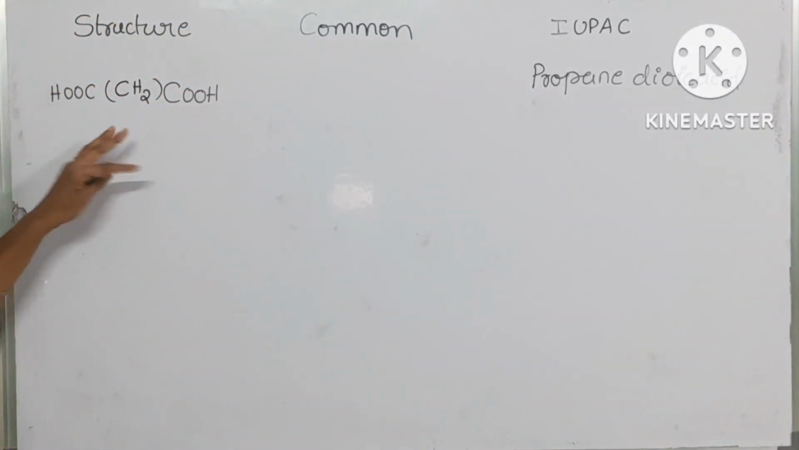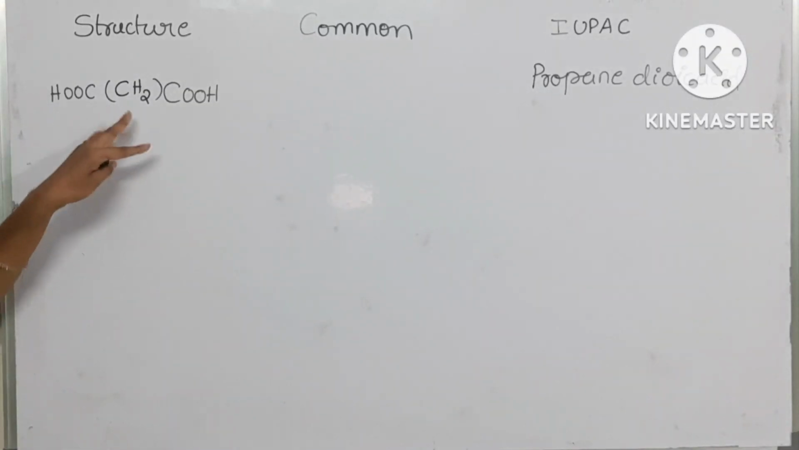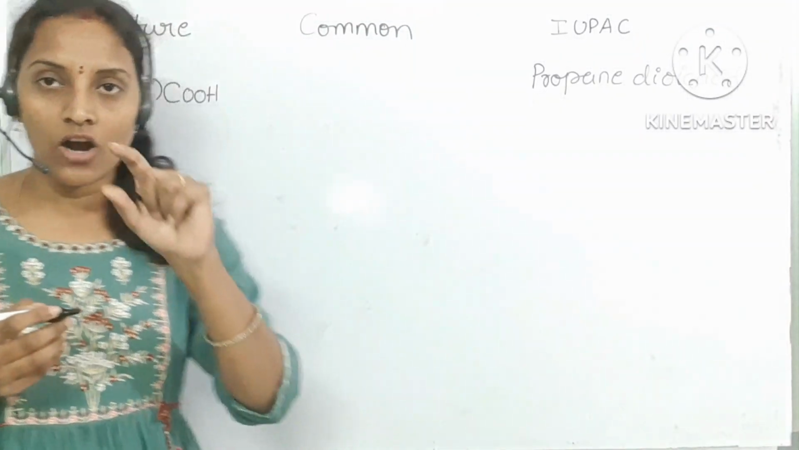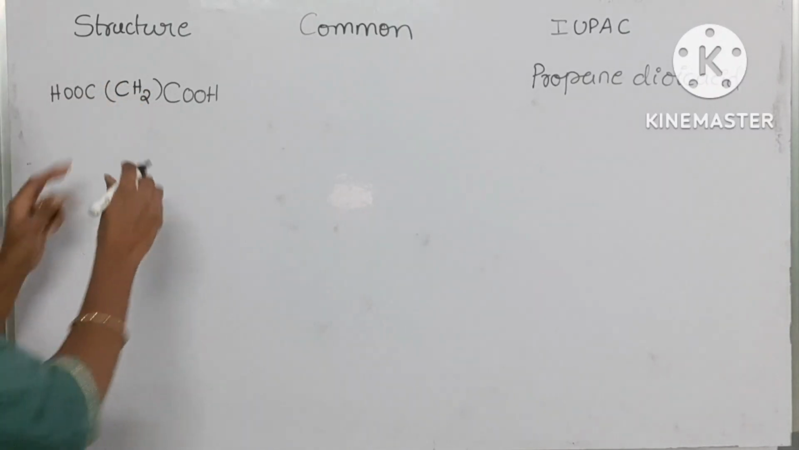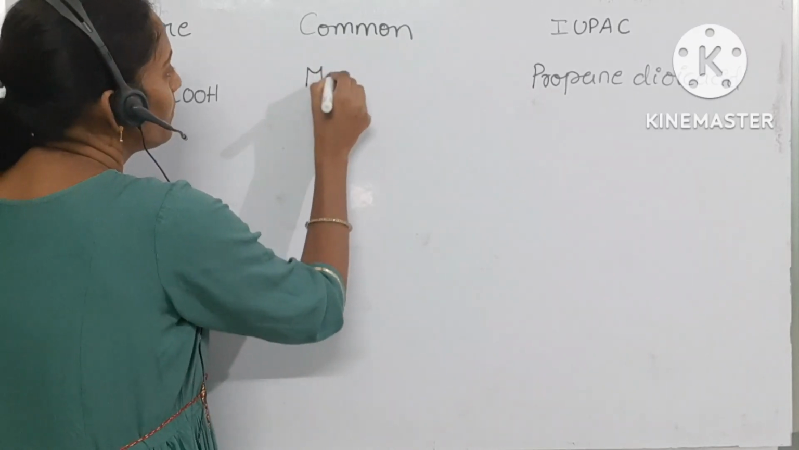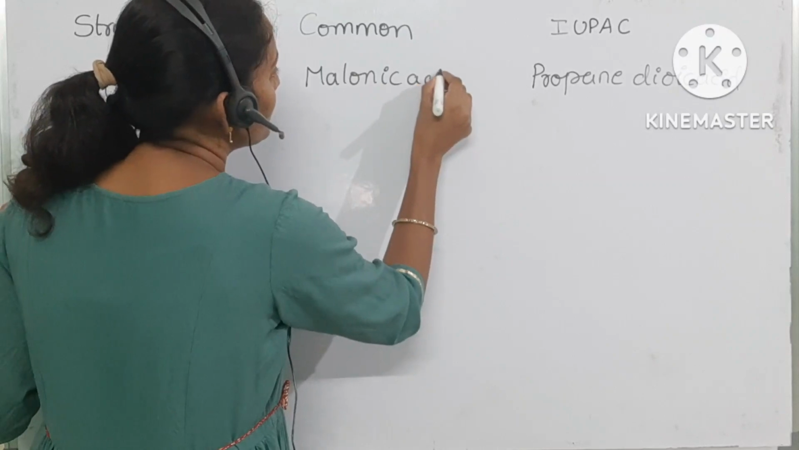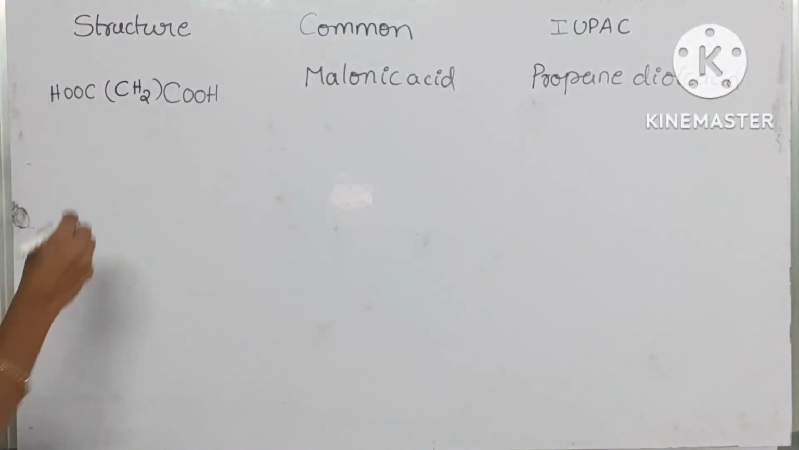Why? We are not going to mention numbers, that means Arabic numerals, for this one. Because both carboxyl groups are present on the same carbon atom. And what is the common name? This is malonic acid. Malonic acid is the common name for propane dioic acid.